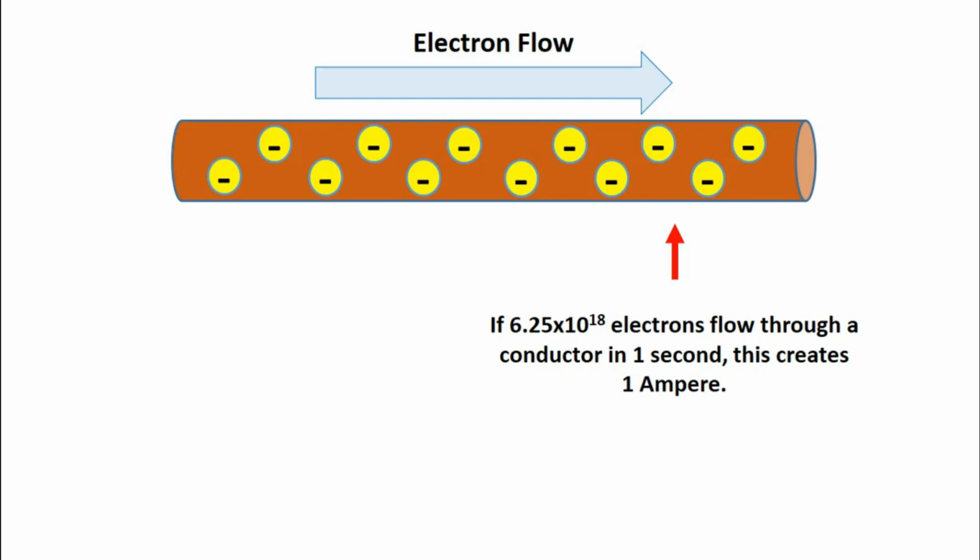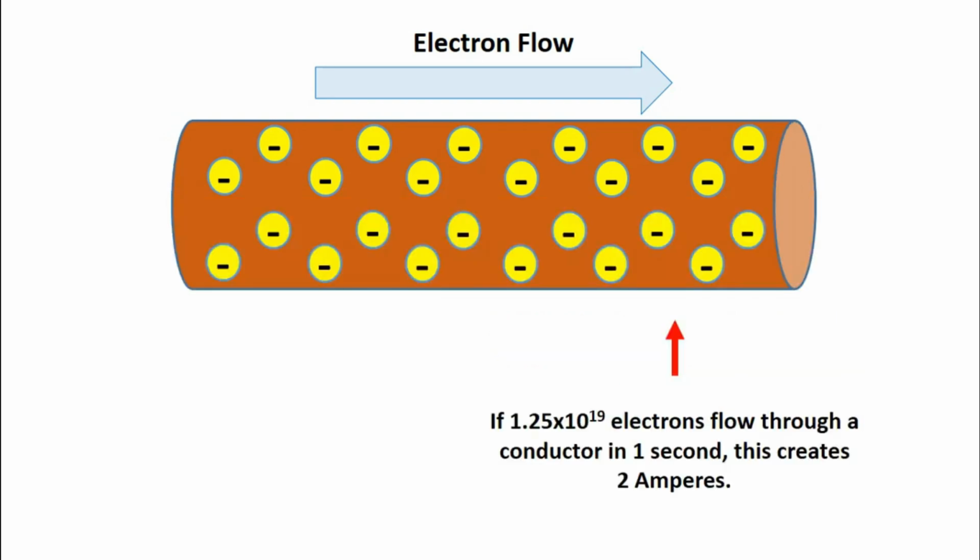The flow of so many electrons per second through a cross-section of the conductor creates 1 ampere. If 1.25 times 10 to the power of 19 electrons flow through the conductor's cross-section in 1 second, this creates 2 amperes. When the number of electrons flowing in a second doubled, the current intensity flowing through the conductor also doubled.